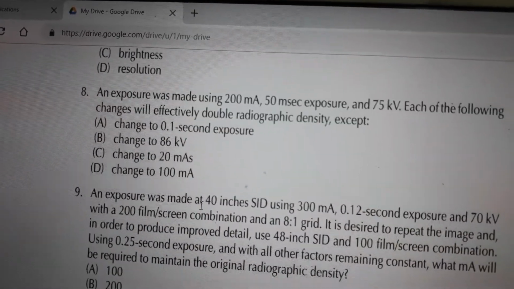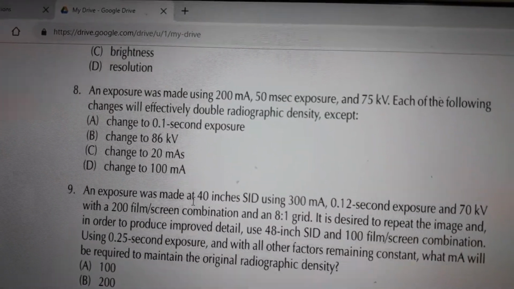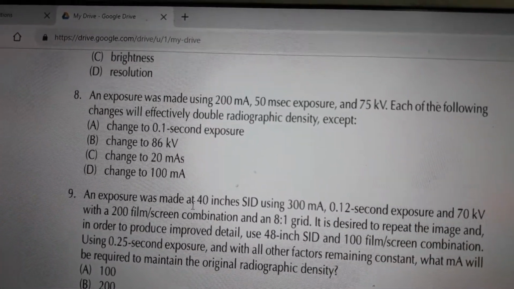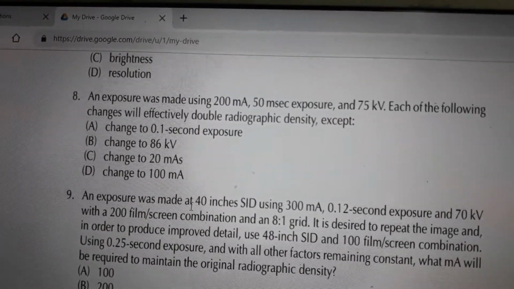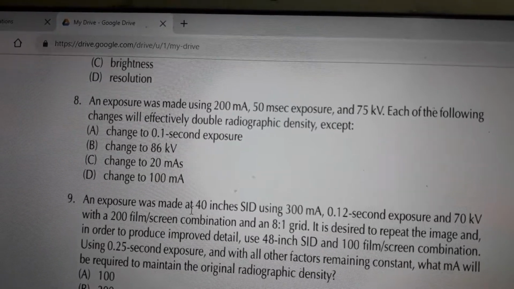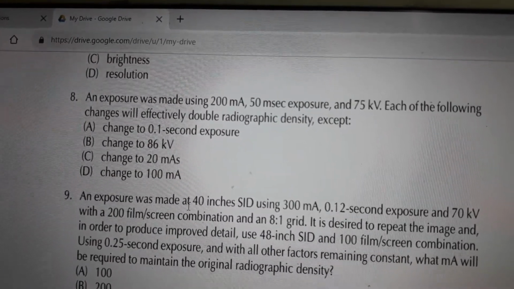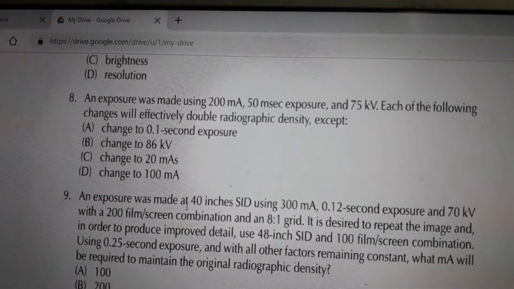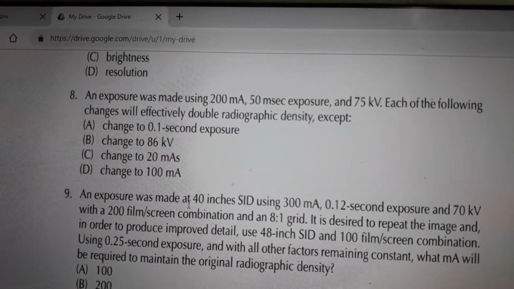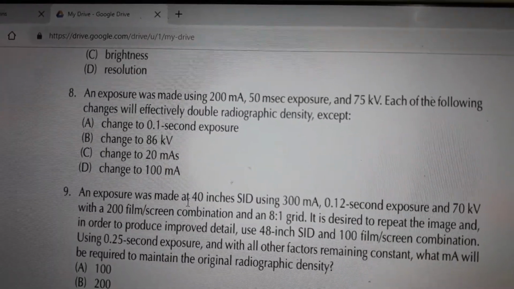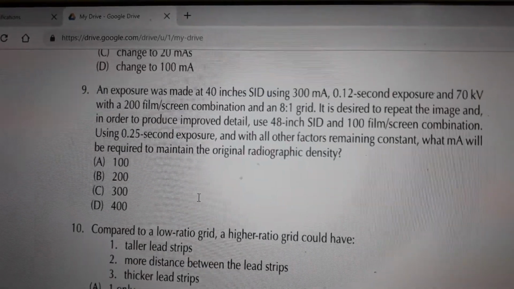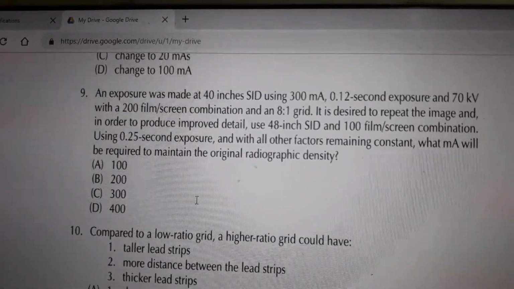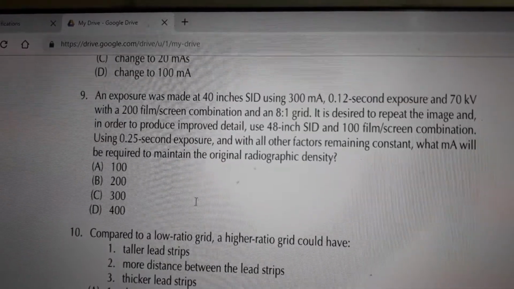An exposure was made using 20 mA, 50 millisecond exposure, and 75 kVp. Each of the following changes will double radiographic density except. Here the answer is change to 100 mA.